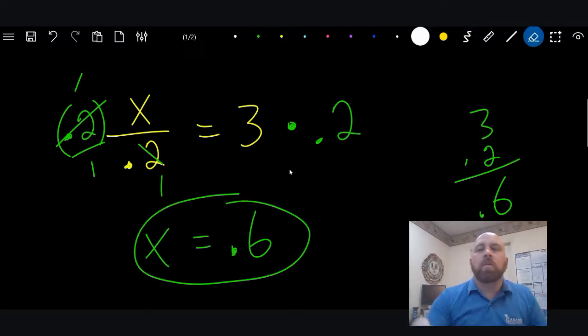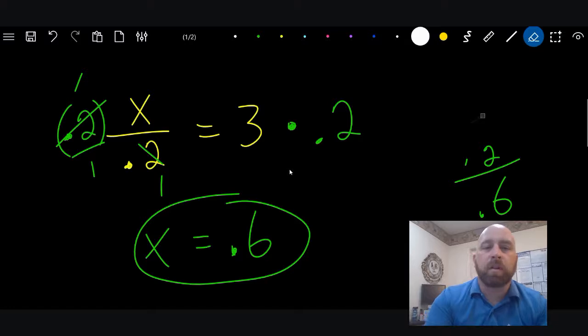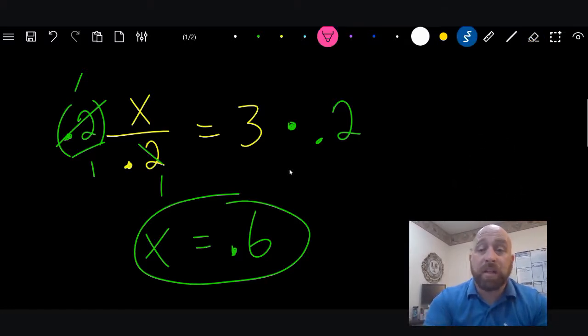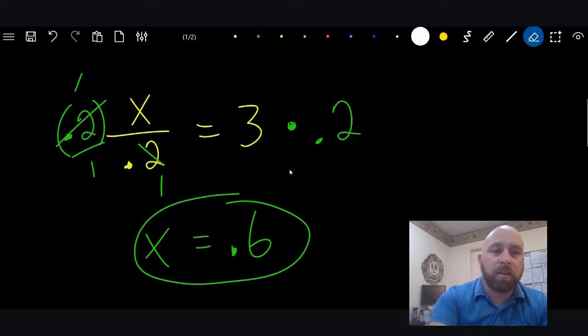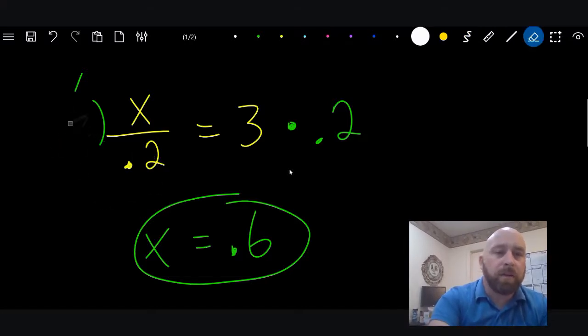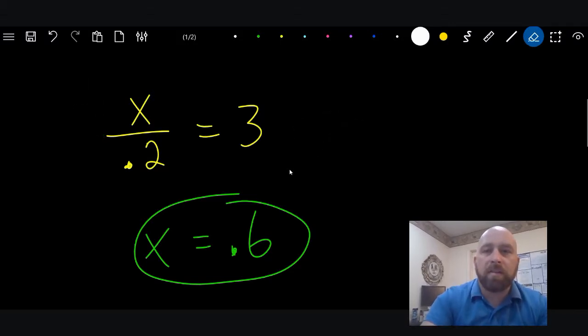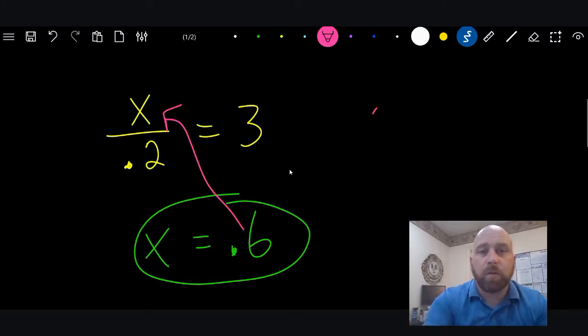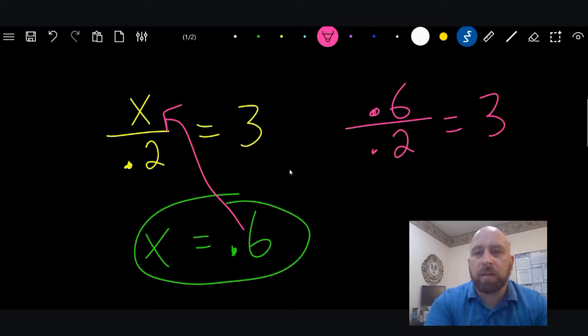Now what we're going to want to do is we're going to come over here. Let me erase this. And we are going to want to check this to make sure that we did it right. So we'll go back into the original. Let me erase some of this green stuff up here so you can see the original problem. We're going to go back into the original problem, and we are going to put the 0.6 in for the x. So we're going to get 0.6 divided by 0.2 equals 3.